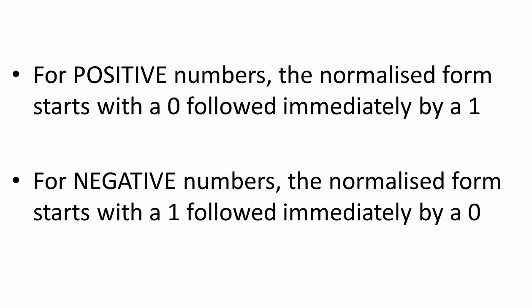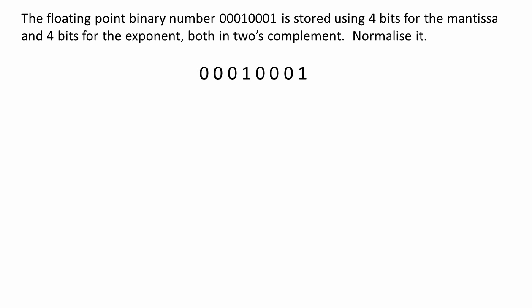If you're dealing with something that isn't already normalised, then normalising it is a fairly simple business. If you wish, you could take the long way around by converting it back into denary and then back into binary again, using the methods I've shown you. But essentially, all you need to do is get the binary point in the correct position and then adjust the exponent accordingly. Here's an example.